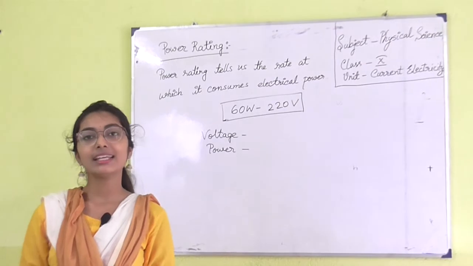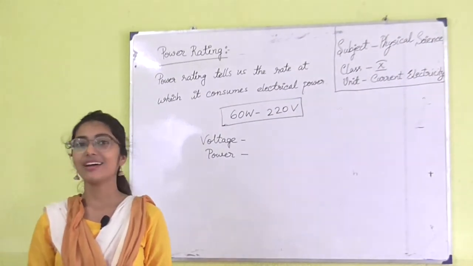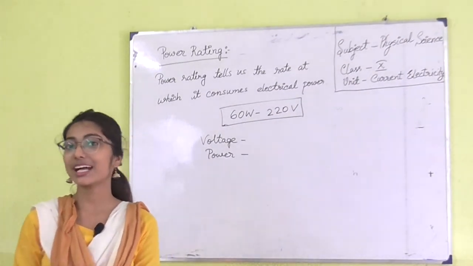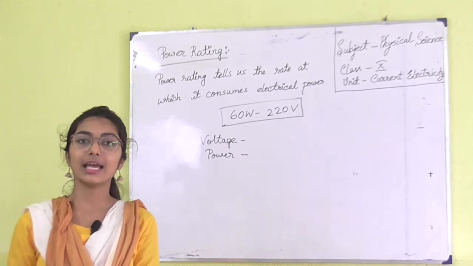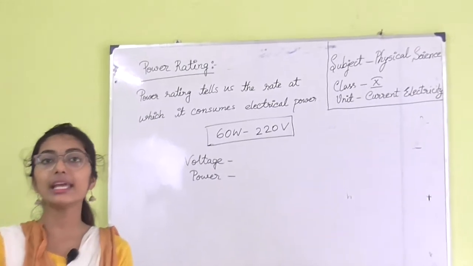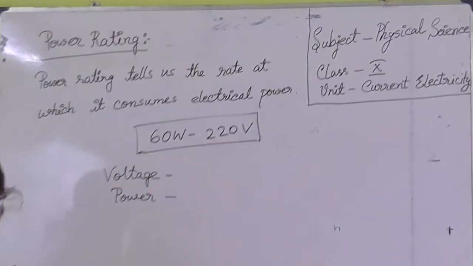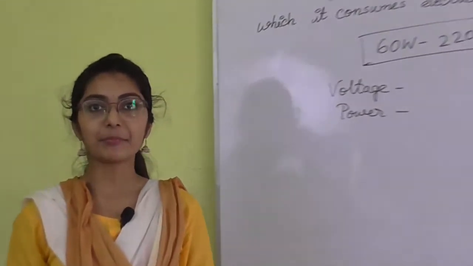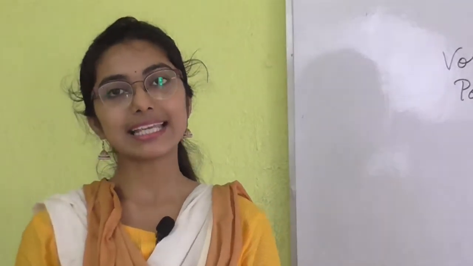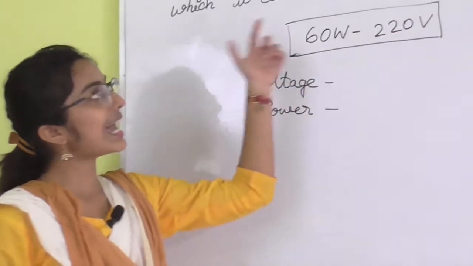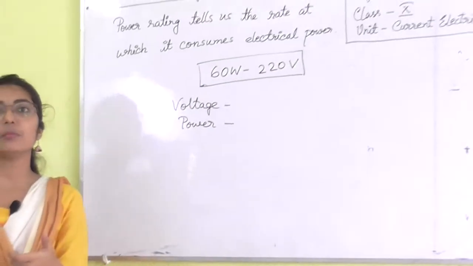So hello everyone, in my last video I discussed the chapter current electricity, only up to BOT, that means Board of Trade Unit. So today we will discuss the power rating of the bulb. So what is power rating? Power rating tells us the rate at which it consumes electrical power.